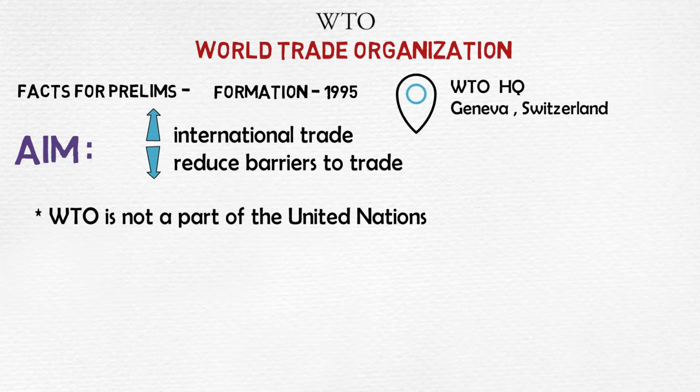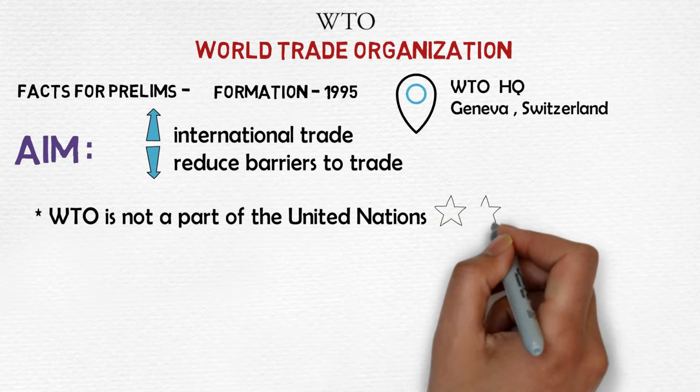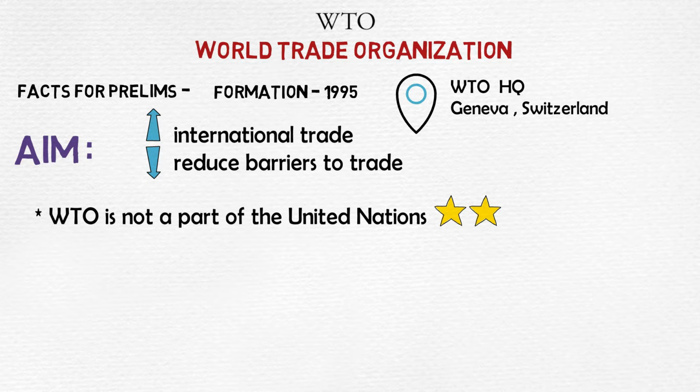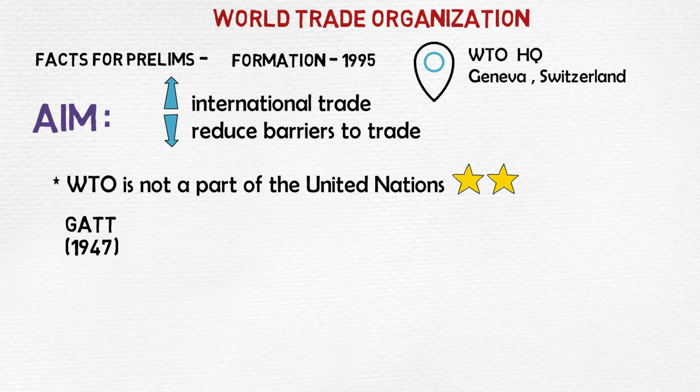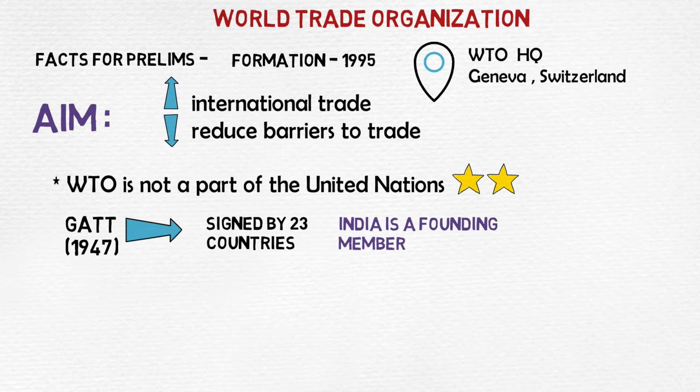Now, WTO is not a part of the United Nations. It is a completely separate entity focused on establishing some rules for free and fair trade in the world. The 1947 General Agreement on Tariffs and Trade was signed by 23 countries. India was one of its founding members.